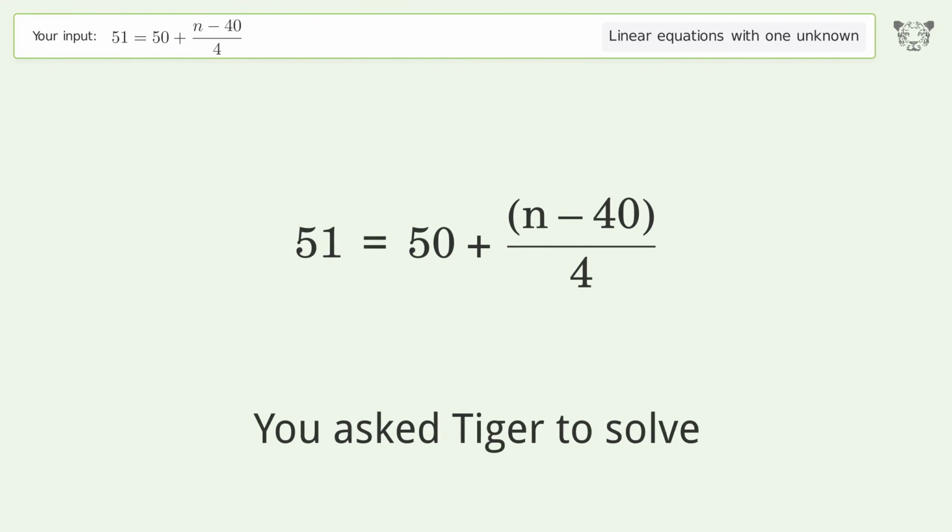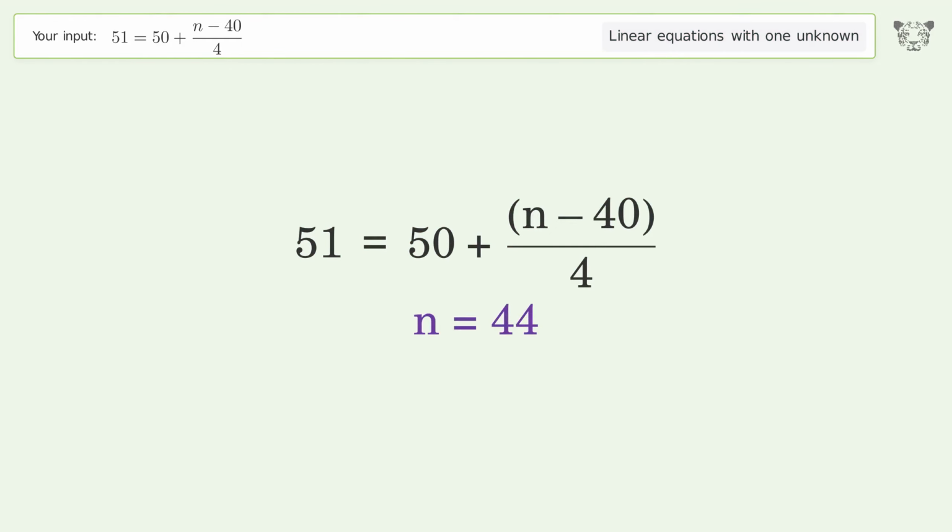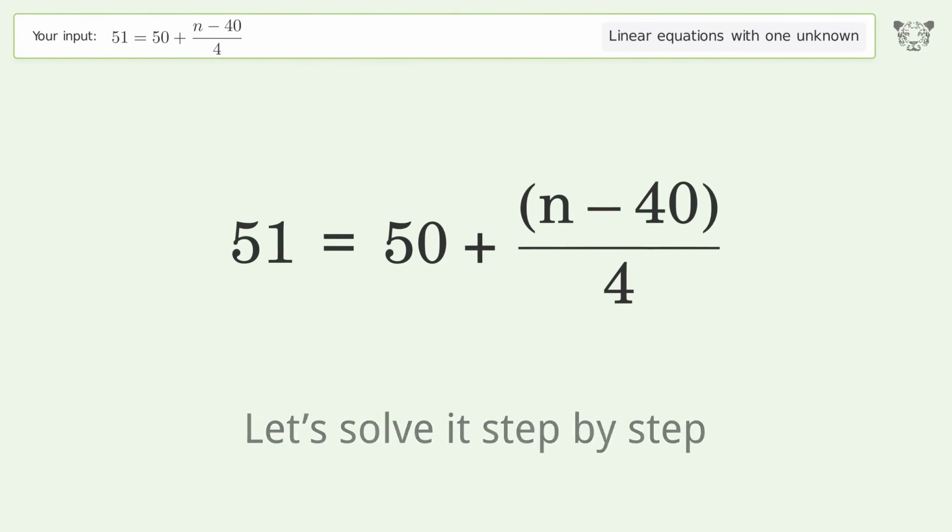You ask Tiger to solve. This deals with linear equations with one unknown. The final result is n=44. Let's solve it step by step.